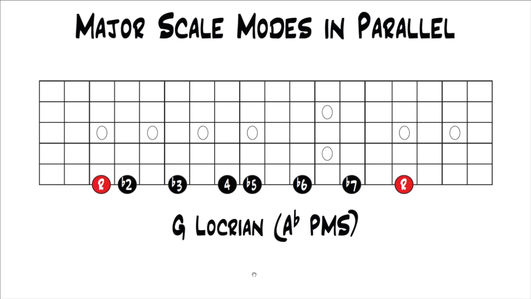Then we're on the last mode, the seventh mode, because there's only 7 modes of the major scale. There's 7 notes in the major scale, which means there's 7 modes. That's Locrian. Since we're staying on G, it's G Locrian. Locrian's intervals are flat 2, flat 3, 4, flat 5, flat 6, flat 7, root. G Locrian's parent major scale is A flat because G is the 7th note of A flat. That's how we know that G Locrian's parent major scale is A flat.